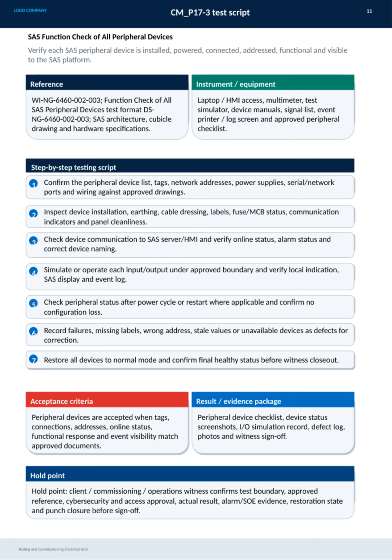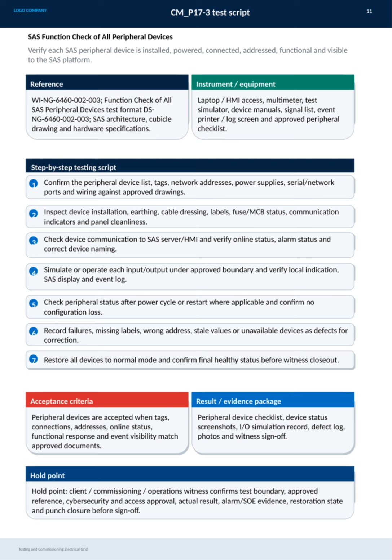We start by confirming the peripheral device list, tags, addresses, power supplies, ports, and wiring against approved drawings. Then we inspect the physical installation, including earthing, cable dressing, labeling, and panel cleanliness. Next, we check device communication with the SAS server and HMI, verifying online and alarm statuses along with correct device naming.